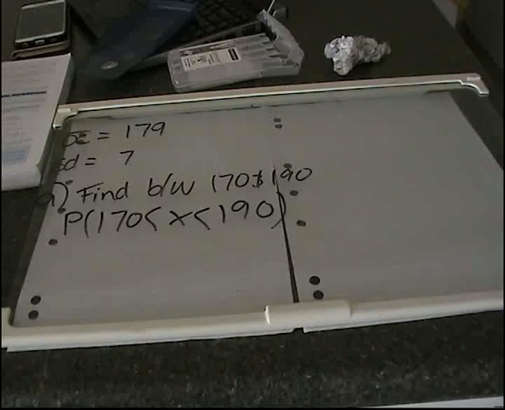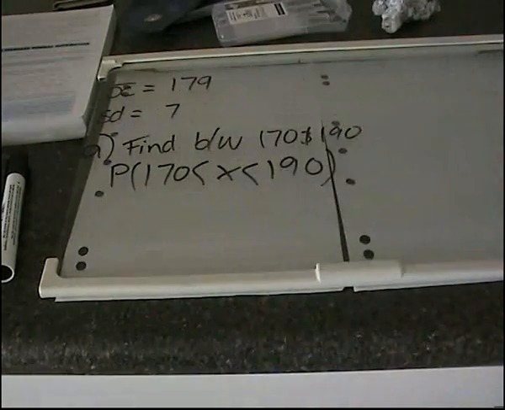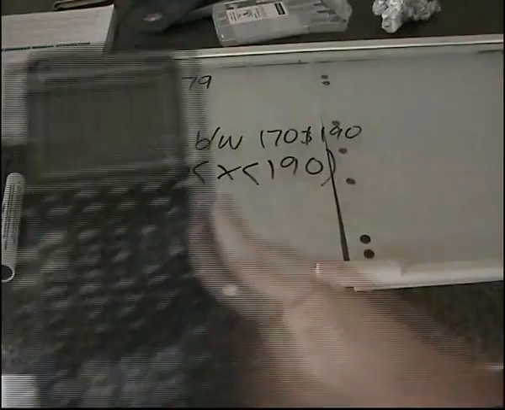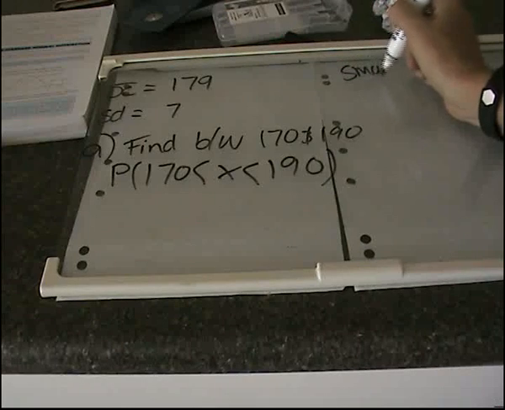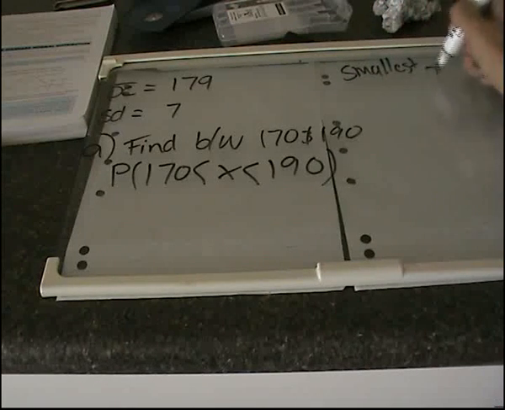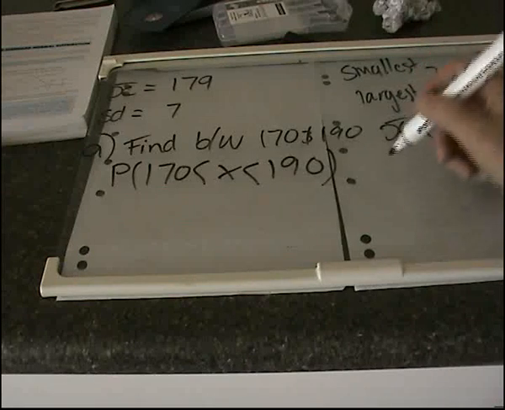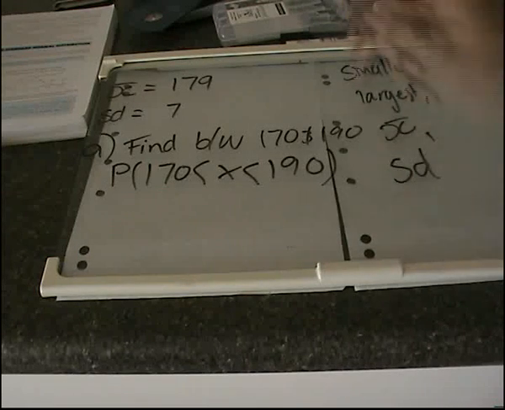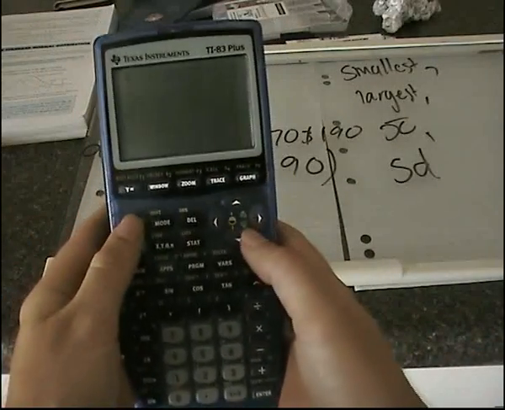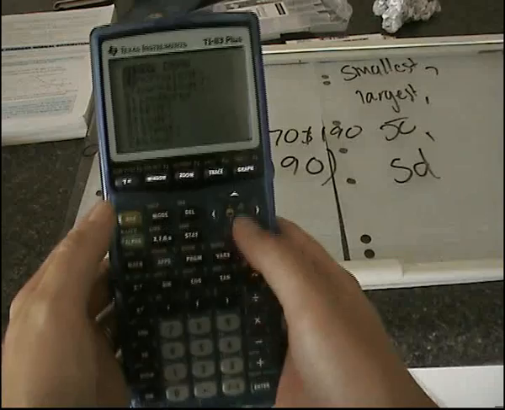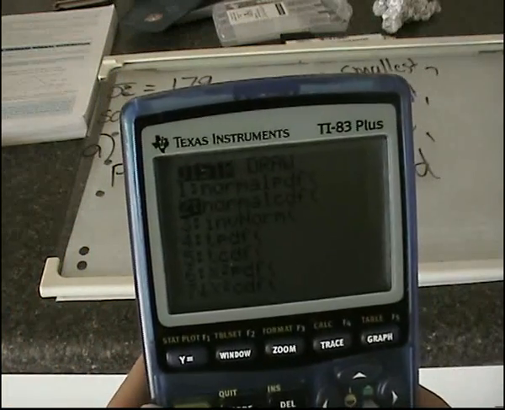We'll get on to the other ones in a moment. So first of all, you need your calculator. All right, so what we need to do is when we plug this in, the order it goes in is smallest, comma, largest, comma, mean, comma, standard deviation. So what we need to do is go to second vars, down to number 2, which will say normal CDF.